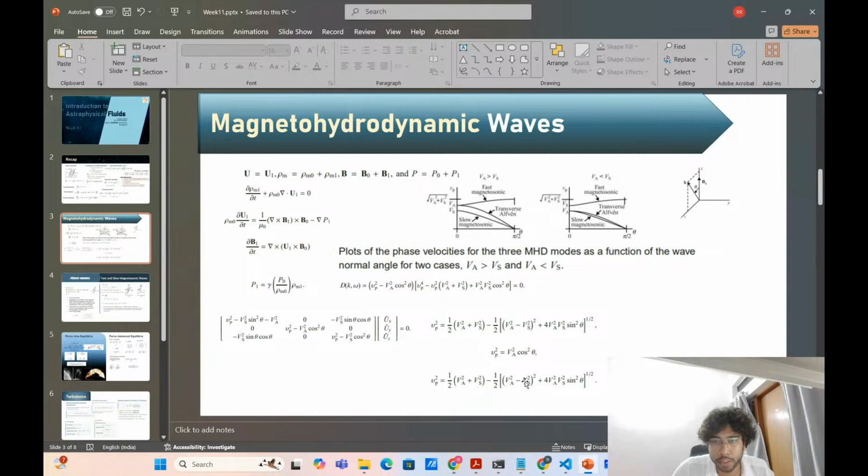Whereas this solution at theta equals 0, this term vanishes. So VA square, well, just give me a minute. I think these two, I've written the same solution. Okay, so this will be plus for one of the solutions. Okay, yeah, I will verify this once.